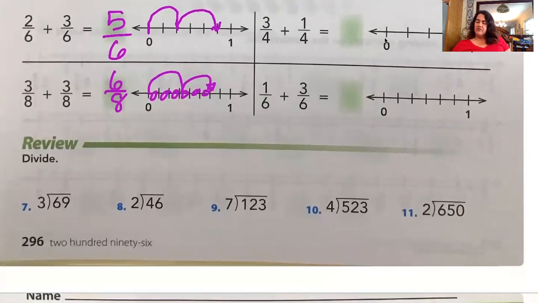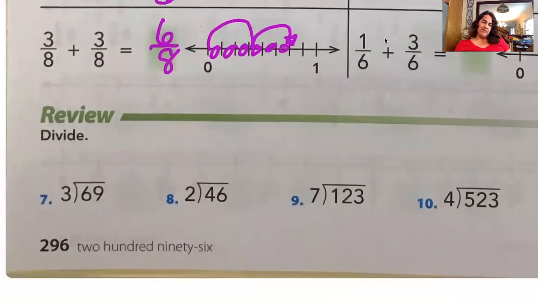And then we're going to divide. Friends, we're going to work on dividing together. I don't want you to be scared. The numbers get bigger, but it's the same process. So first thing we do when we divide is we look at the divisor and we ask ourselves how it fits into the dividend. So how many times does 3 go into 6? 2. 2 times 3 is 6.